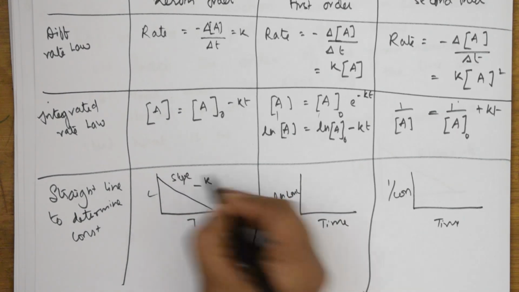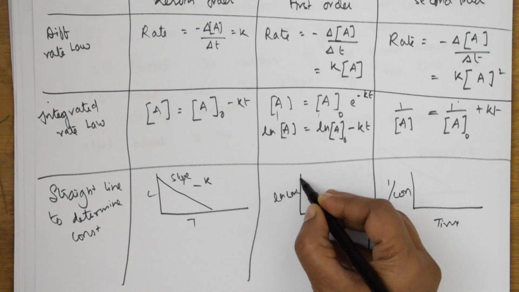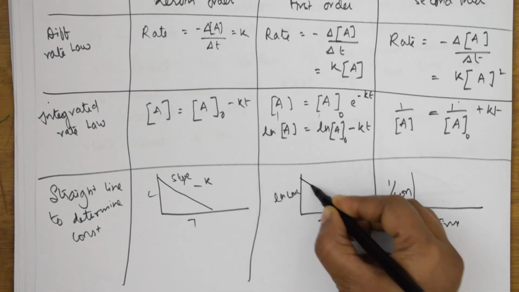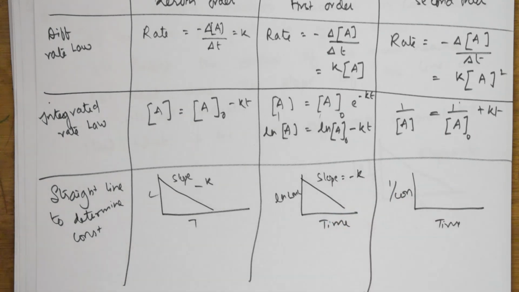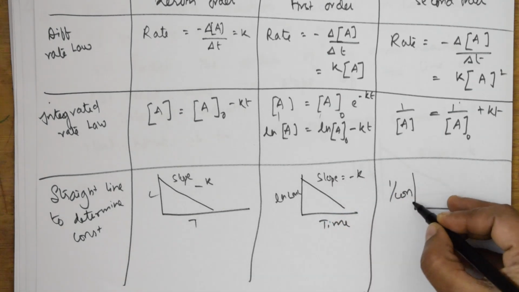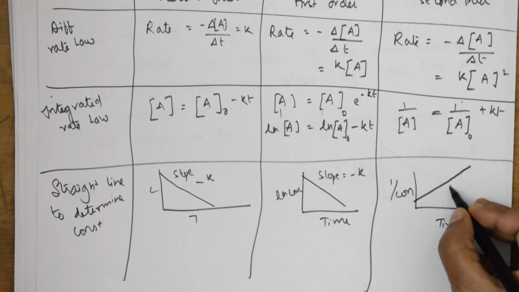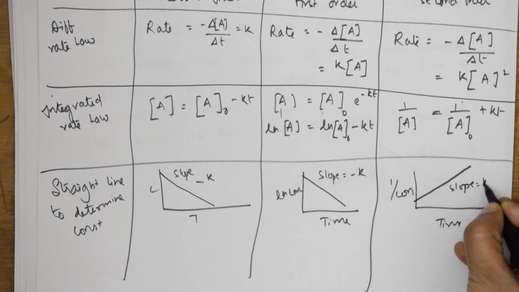The slope is negative. In this course also, we'll be getting a graph where the slope will be negative. In this case, you get a graph like this. It's a positive slope, isn't it? Slope is equal to positive.